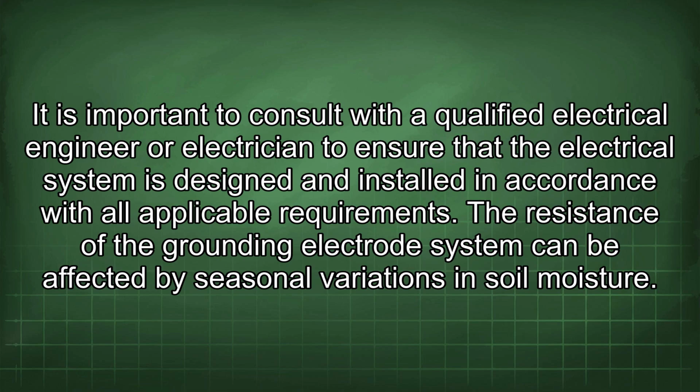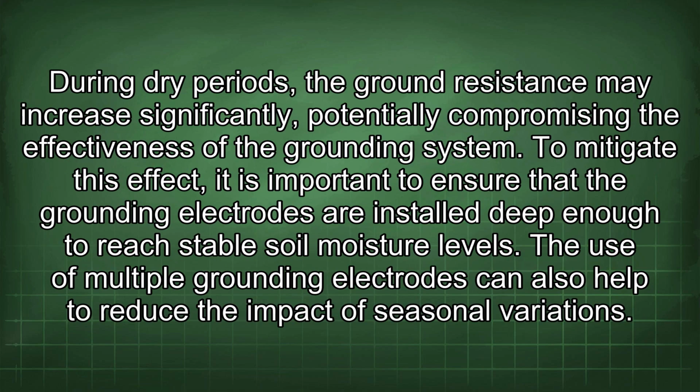The resistance of the grounding electrode system can be affected by seasonal variations in soil moisture. During dry periods, the ground resistance may increase significantly, potentially compromising the effectiveness of the grounding system. To mitigate this effect, it is important to ensure that the grounding electrodes are installed deep enough to reach stable soil moisture levels. The use of multiple grounding electrodes can also help to reduce the impact of seasonal variations.